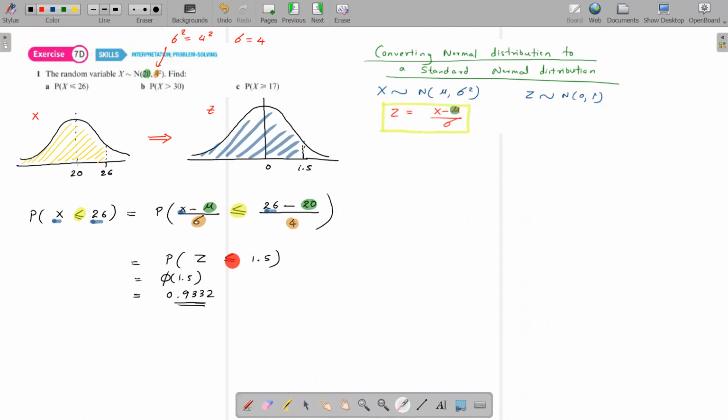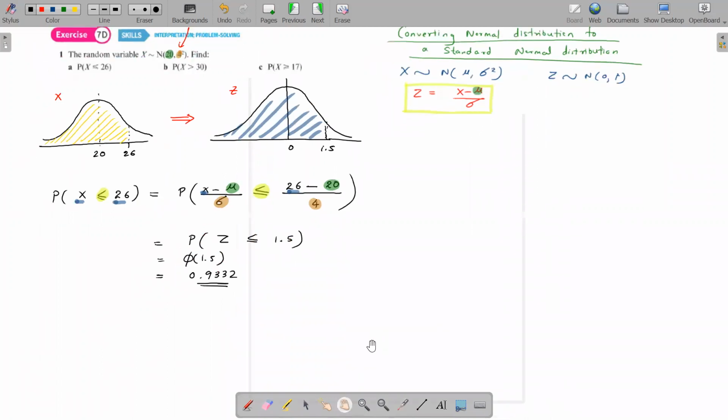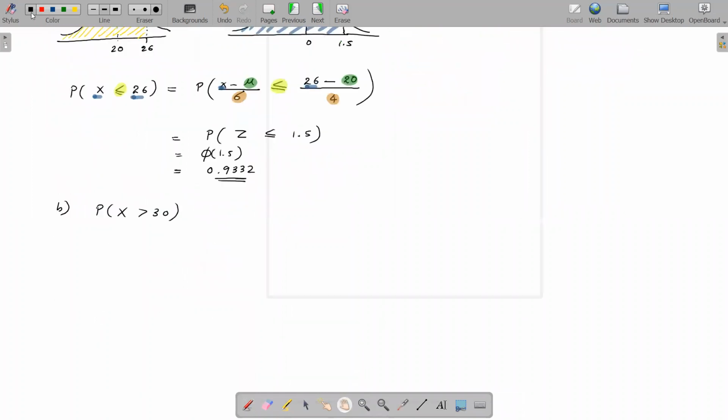Okay, guys, the area behind is the 5Z value. So I just wrote that also. Okay, let's do a few more sums and get ourselves familiar with this. Part B, probability x is greater than 30. You have to find the probability x is greater than 30.